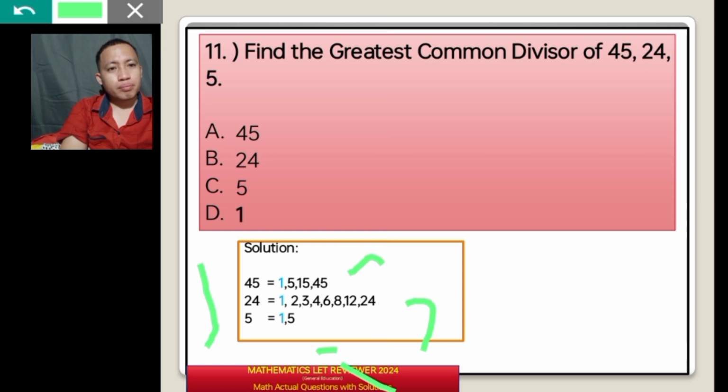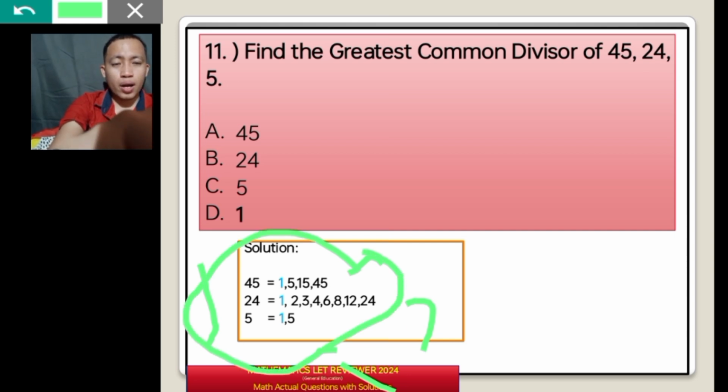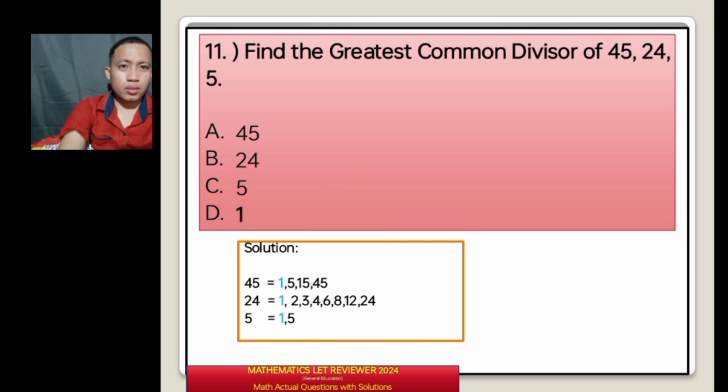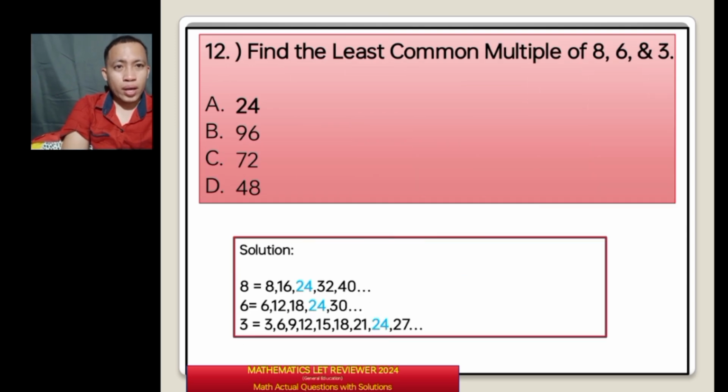Okay? The question is, what is the common number of the 3 given numbers? As you can see on our screen, we have 1. Therefore, our final answer is letter D. Let's proceed to item 12.